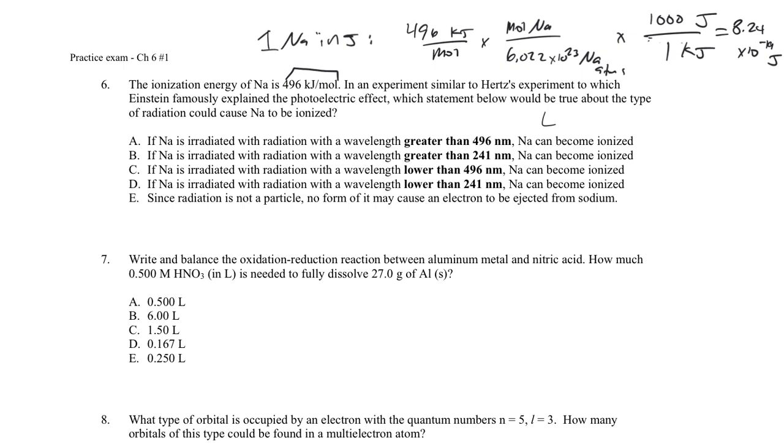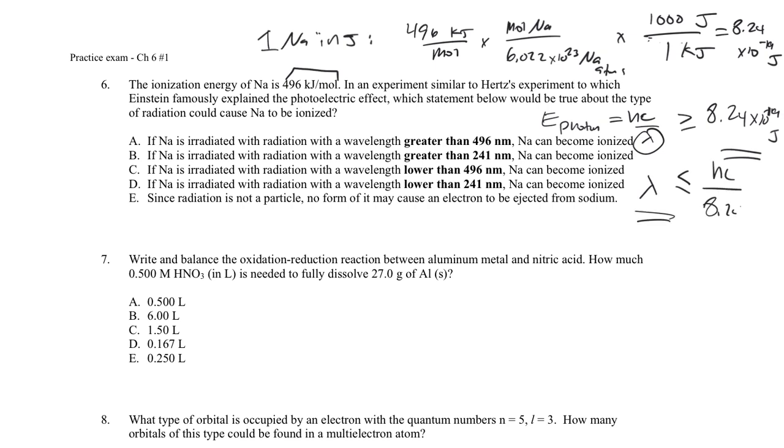So I want the energy of my photon, which is equal to hc over lambda. We want the wavelength of this. I want this to be greater than or equal to the energy of 8.24 times 10 to the minus 19 joules. So I need the energy of my photon to be this energy per photon or greater. And so then if I apply my math, my photon should have a wavelength that's less than or equal. When I multiply the wavelength, lambda, to the other side of the equation, lambda is going to be less than or equal to hc divided by 8.24 times 10 to the minus 19 joules.